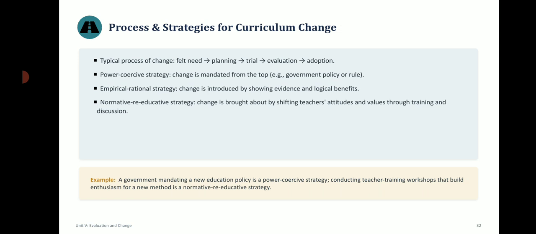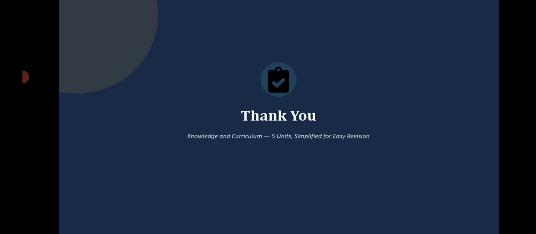There is a typical process: when the need comes, we plan, we trial, we evaluate, we adopt it. Then power coercive is all about government policies. Empirical rational is the strategy where change is introduced by showing evidence and logical benefits. Normative re-educative strategy is brought about by shifting teachers' attitudes and values through training and discussion. So this is all about these things, and thank you.